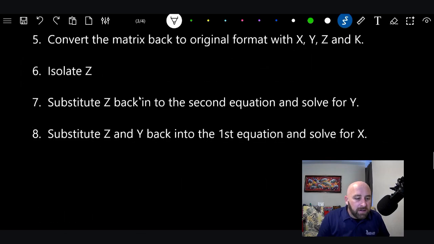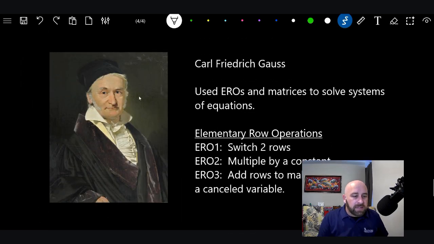Take a look down here. I'm going to show you some things. I want to show you this guy right here. Carl Friedrich Gauss. Who is Carl Friedrich Gauss? Well, he's an interesting character. He's a German mathematician. Maybe you could tell by his name, that's kind of a German name there. And what he did was he used EROs. What are EROs? Okay, that was last lesson, last chapter.